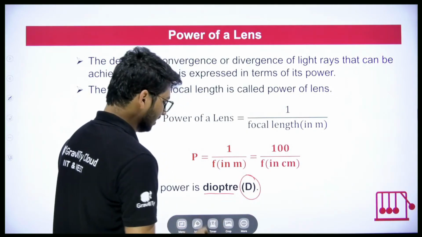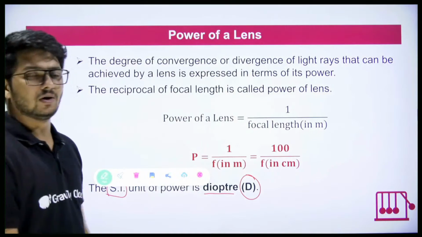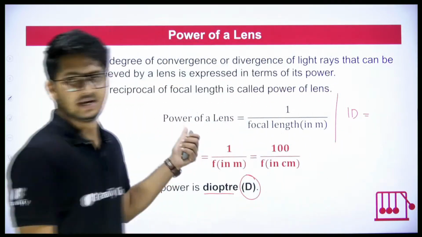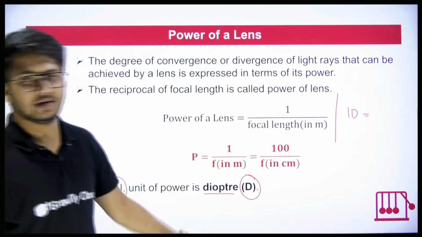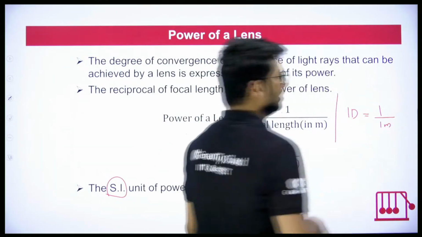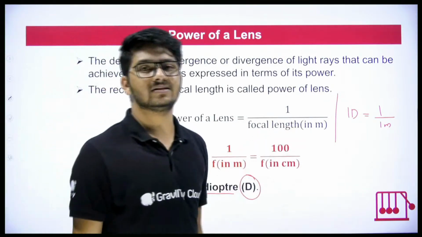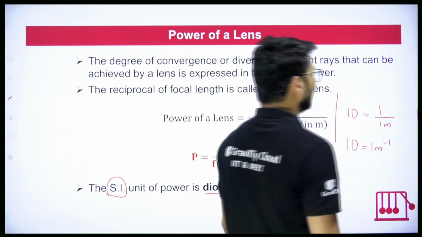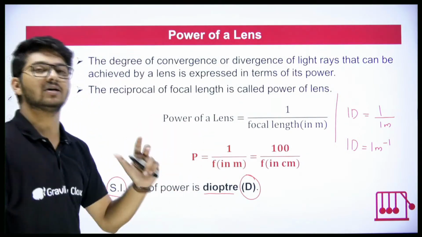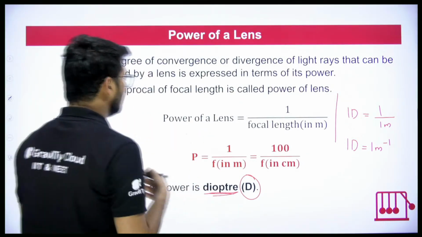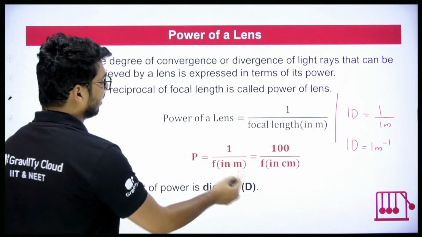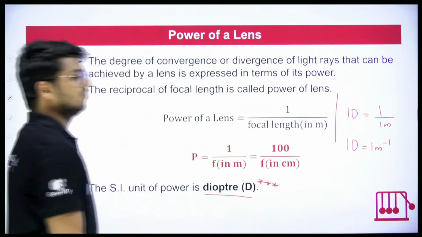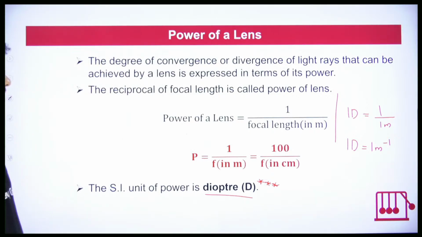And one more important point is that the SI unit of power is something called diopter, and the symbol is capital D. Just look at this. 1 diopter is equal to 1 by 1 meter, with focal length also in SI units. Or you can say 1 diopter is equal to 1 per meter, because meter is in the denominator. So what is diopter? It is the SI unit of power. Symbol is capital D. Very, very important point, because normally people forget that. Got it?